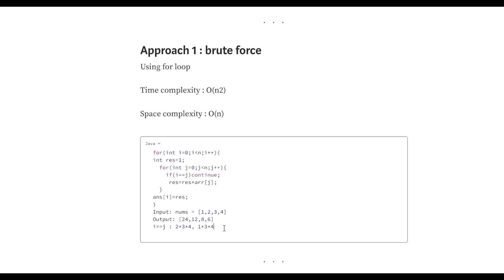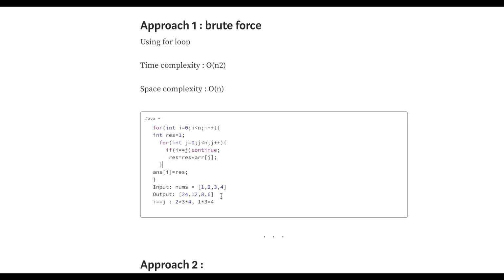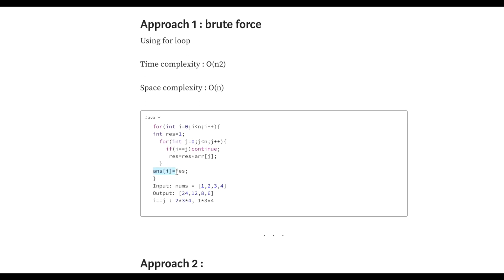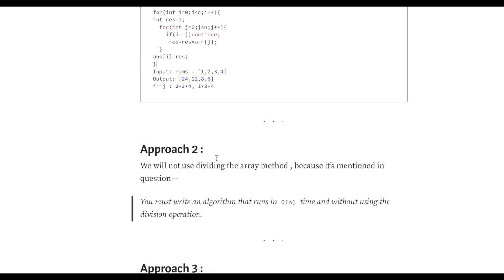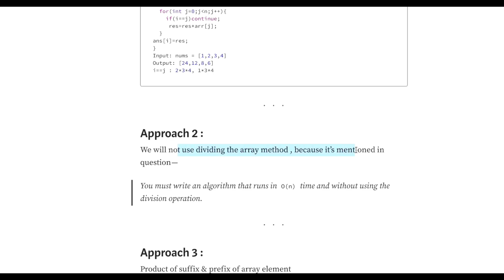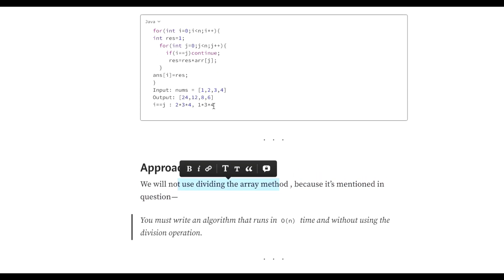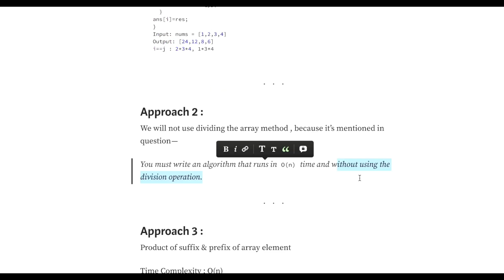So yes, this can satisfy the output requirement, but the time complexity, due to 2 loops, is O(n squared), and of course we have a space complexity of O(n), but that is fine because we need to return an answer array. Now let's optimize it a little bit more. One approach is to take the product of everything and divide it by this number. But that doesn't work because it's mentioned that you must write an algorithm without using the division operation.